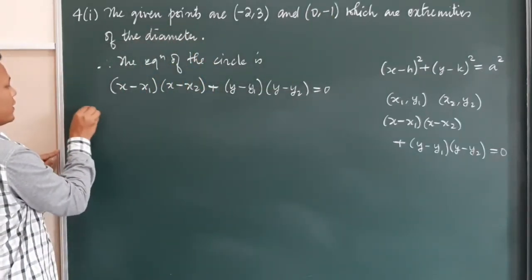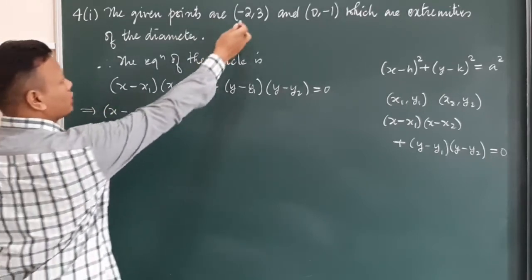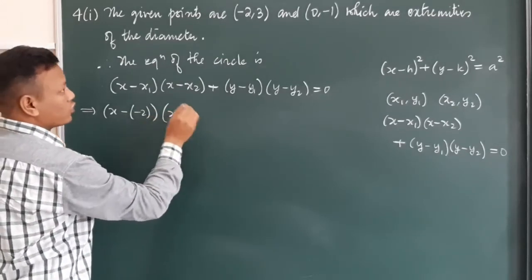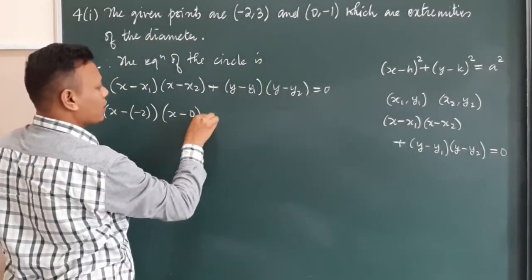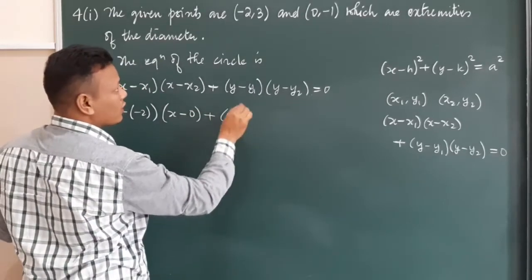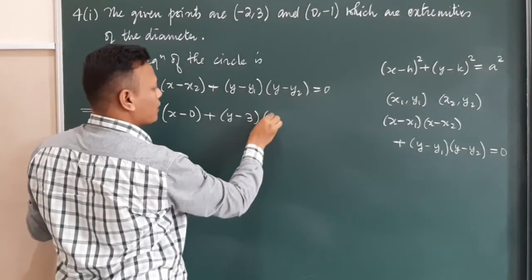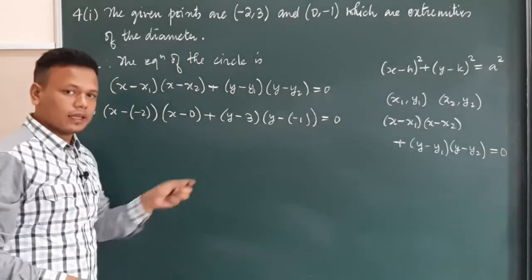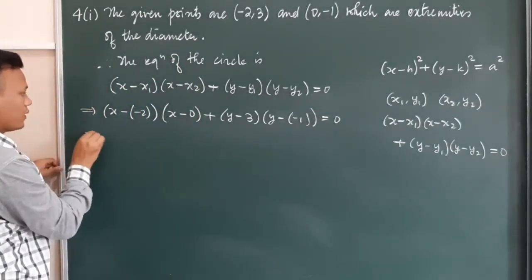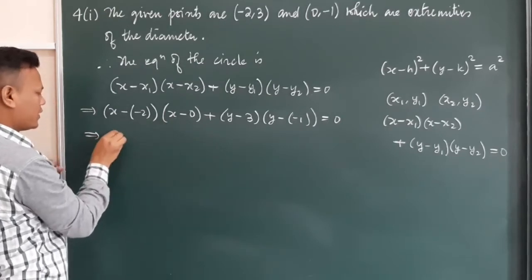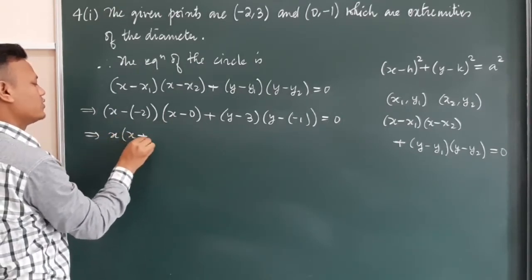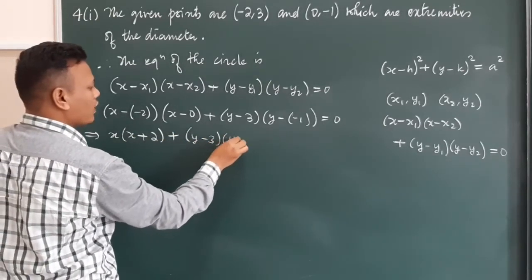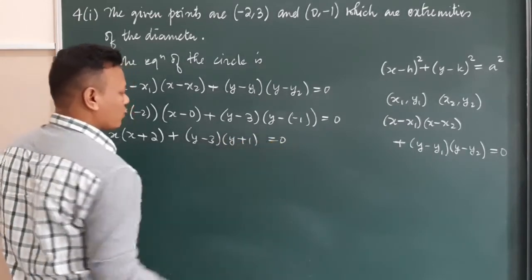So we have x minus x1, which is x minus (minus 2), into x minus x2, which is x minus 0, plus y minus y1, how much is y1, it is 3, into y minus y2, which is y minus (minus 1), equals 0. Now let's open up the brackets and simplify this. x minus 0 is x, so this is x into x plus 2, plus y minus 3 into y plus 1, equals 0.